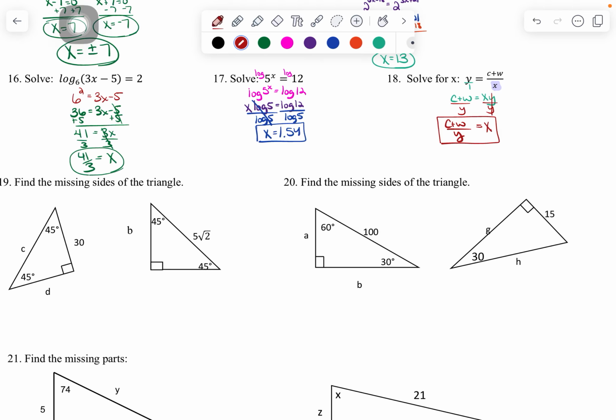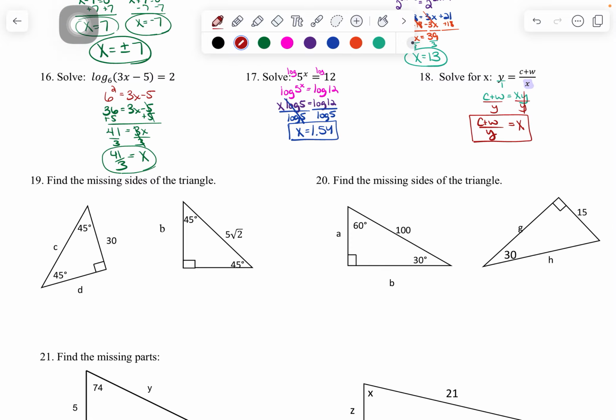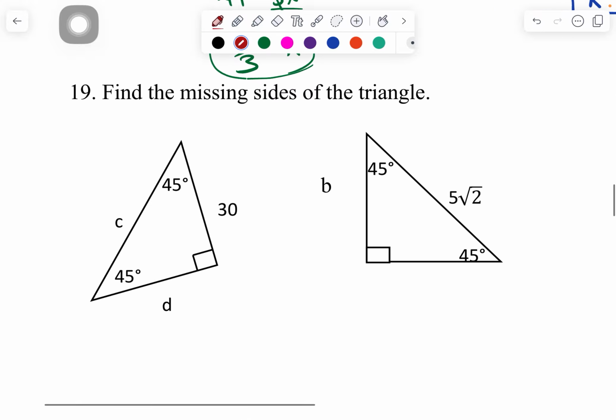All right, this is going to be part 5 of the study guide videos. Picking up with question number 19. Question number 19 says to find the missing sides of the triangle.